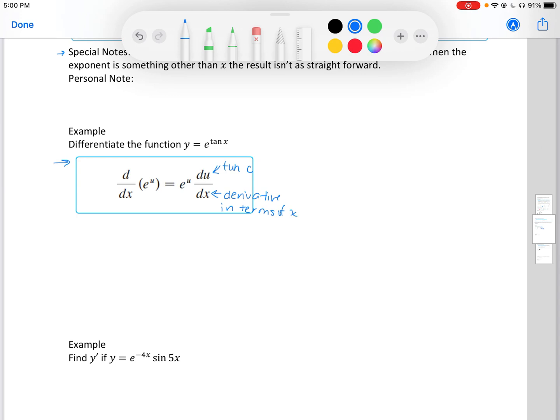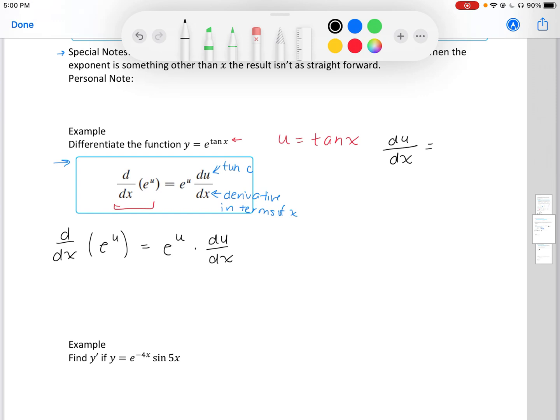So we have to label our exponent as u. Our exponent is right here, tangent of x. u is equal to tangent of x. Now let's take the derivative, but let's rewrite it as u, just like our notation has. So we have d dx of e to the u. We're told our answer is e to the u times du dx. What is du dx? That's the derivative of our function u in terms of x.